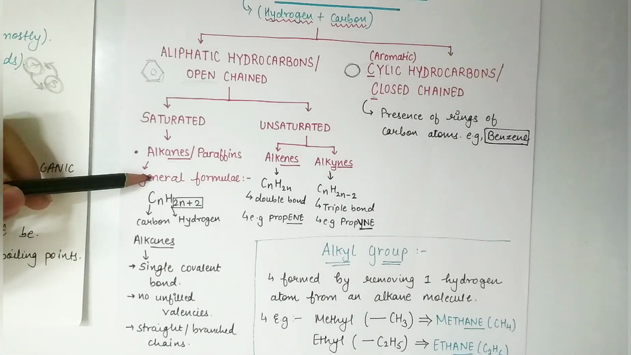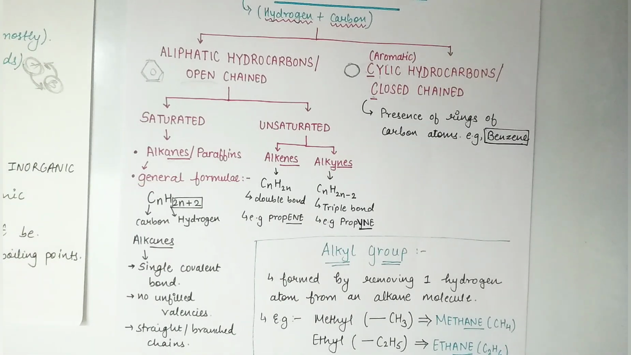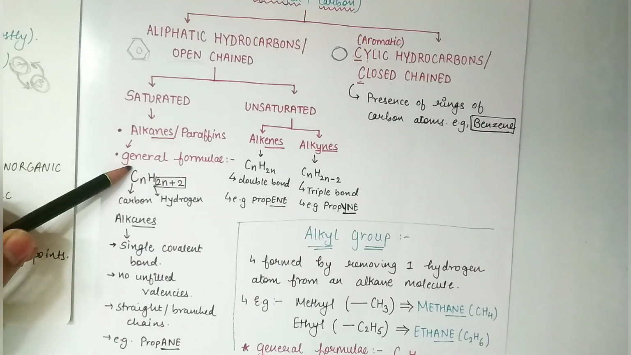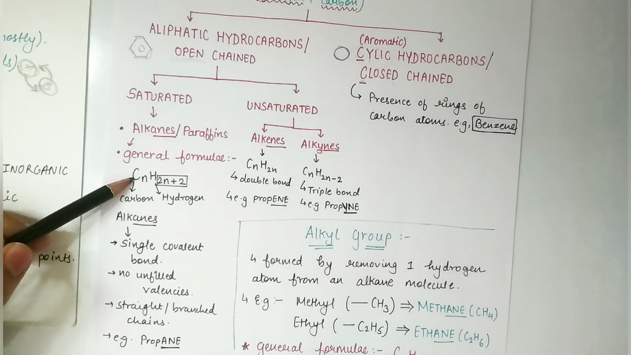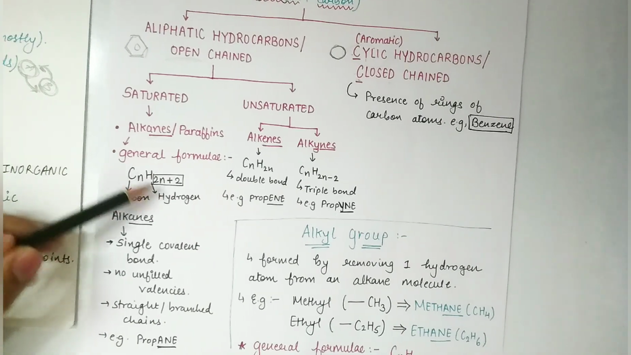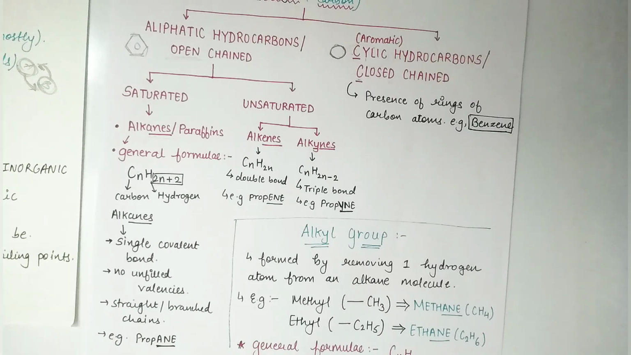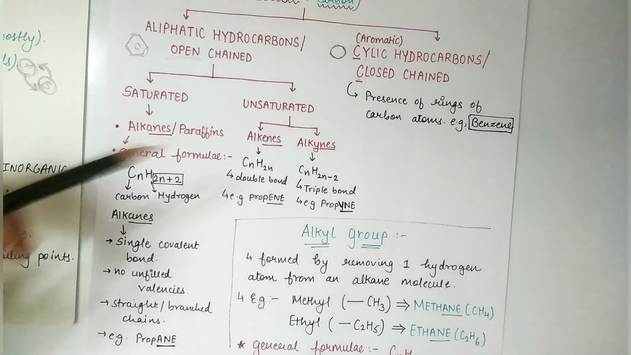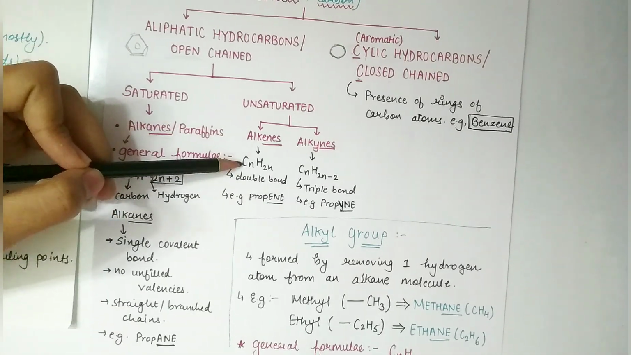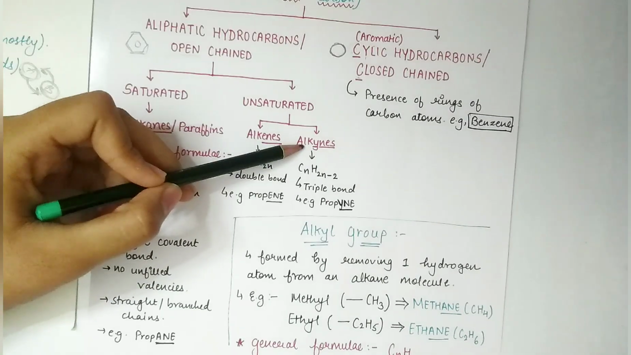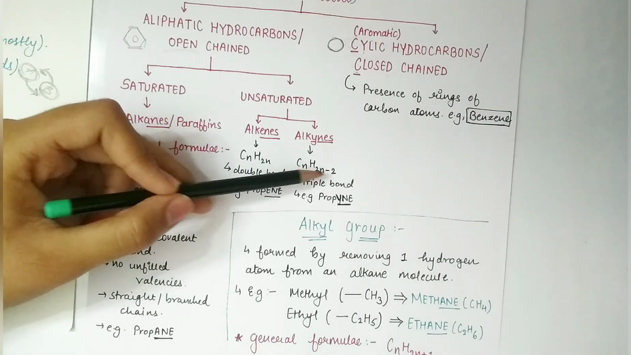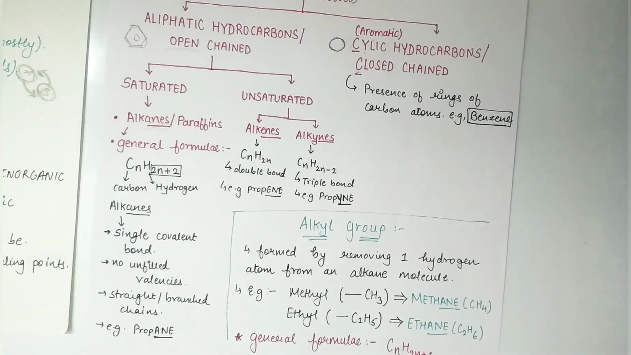A general formula is a formula that is used to determine the chemical formula of an organic compound. The general formula of alkane is CnH2n+2. C indicates the number of carbon atoms, H indicates the number of hydrogen atoms. I'll explain in a minute what exactly a general formula is, but just get a review of it. The general formula of alkenes is CnH2n, whereas the general formula of alkynes is CnH2n-2. So just remember the general formula because it is very, very important.